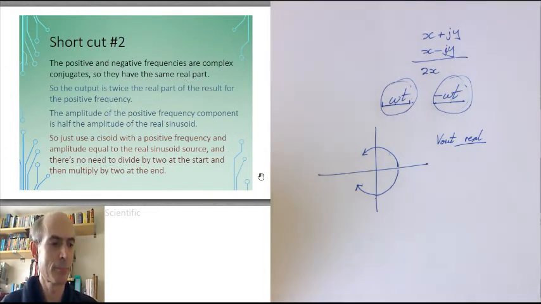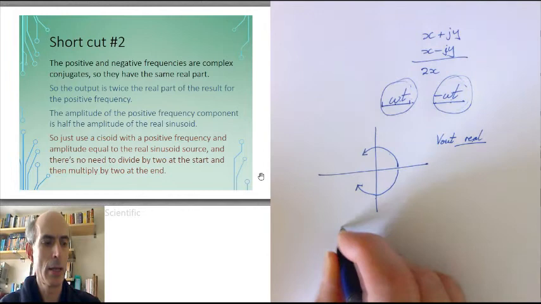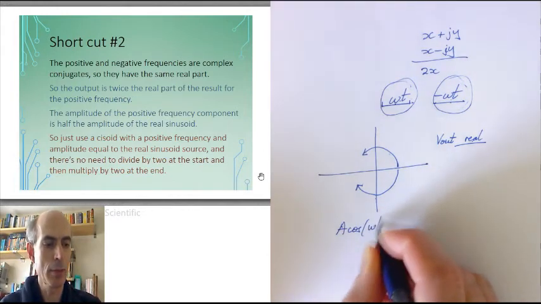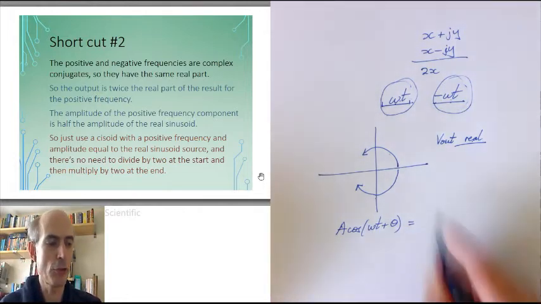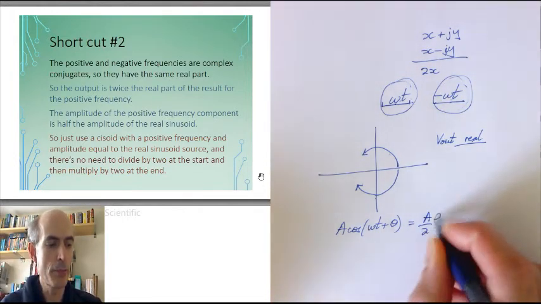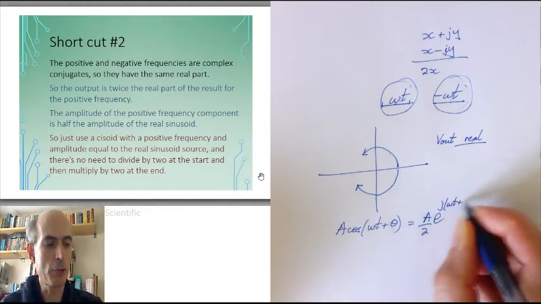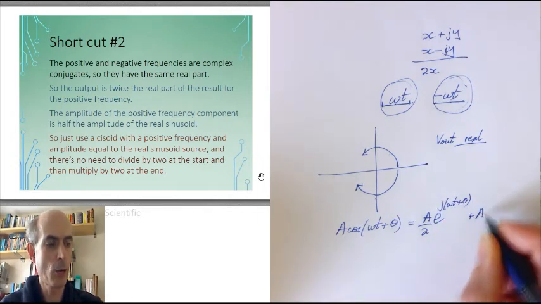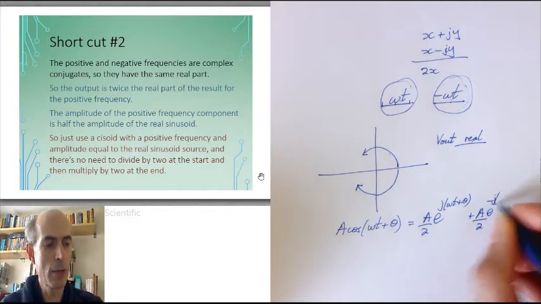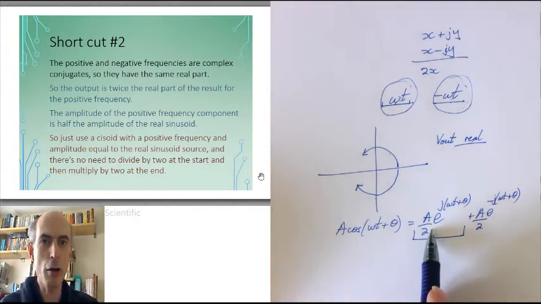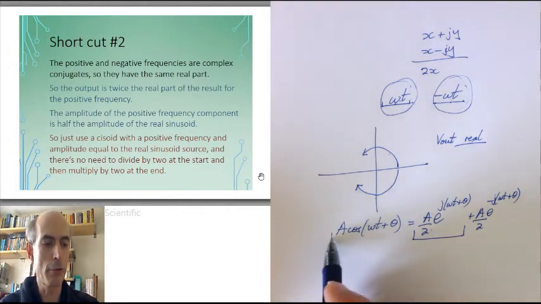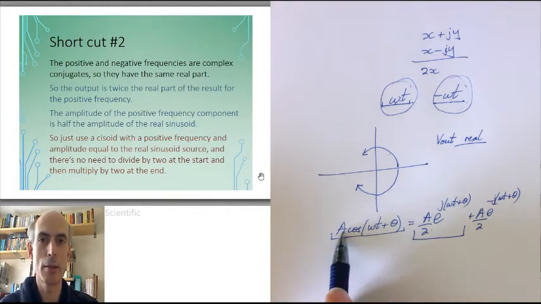Next shortcut. If we're taking a source like A cosine(omega t plus theta), we're dividing that into two cissoids, one A over 2 e to the j(omega t plus theta), and one A over 2 e to the minus j(omega t plus theta). So the magnitude of this positive frequency cissoid is half the magnitude of the waveform that we originally started with, the actual real voltage source.